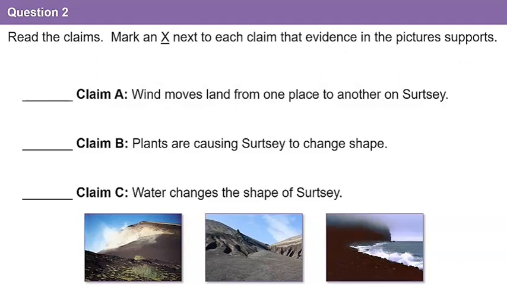Read the claims. Mark an X next to each claim that evidence in the pictures supports. Claim A. Wind moves land from one place to another on Surtsey. Claim B. Plants are causing Surtsey to change shape. Claim C. Water changes the shape of Surtsey. You may place an X by more than one claim, as long as evidence from a picture supports the claim.